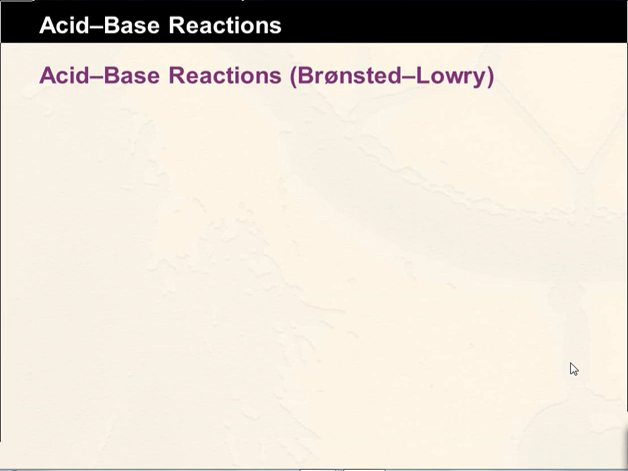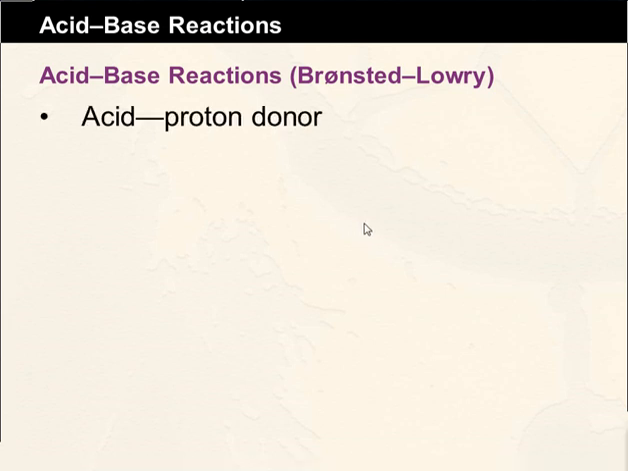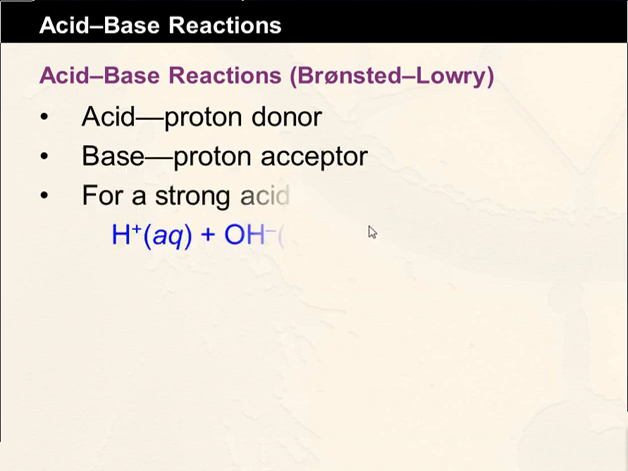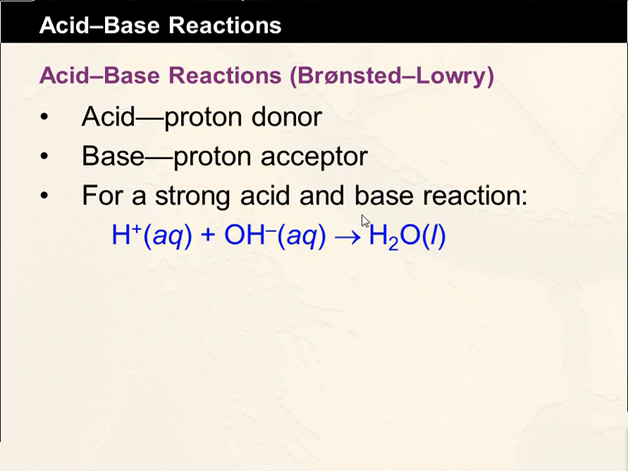semester of chemistry. And so you should already know that an acid is a proton donor, and bases will accept protons, and that the net ionic equation for a strong acid and a strong base should look something like this, with the hydrogen ion, also could be written as the hydronium ion, reacting with hydroxide to form water.